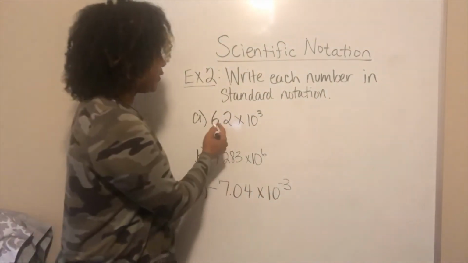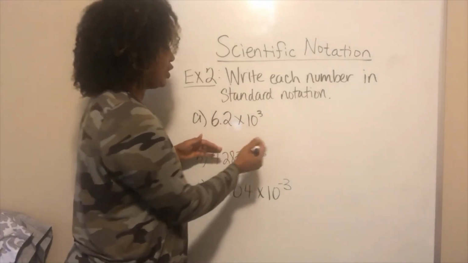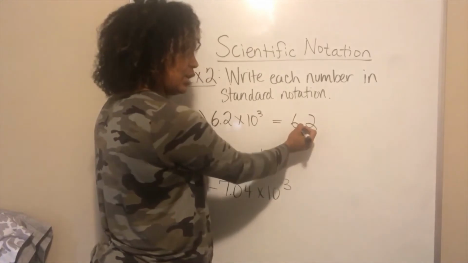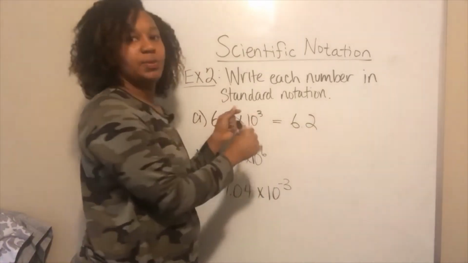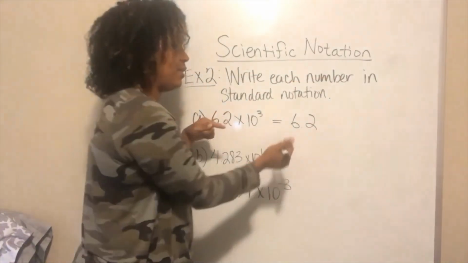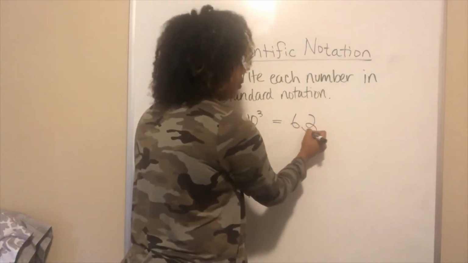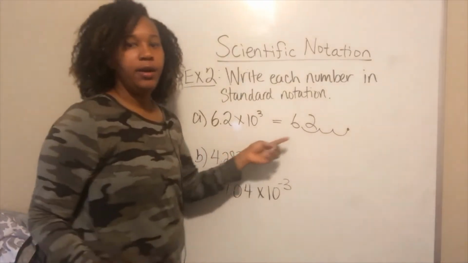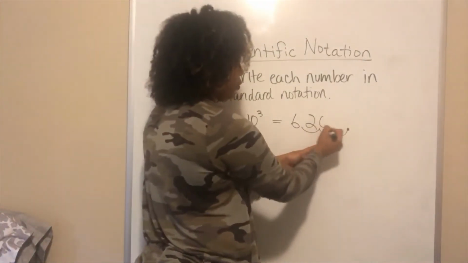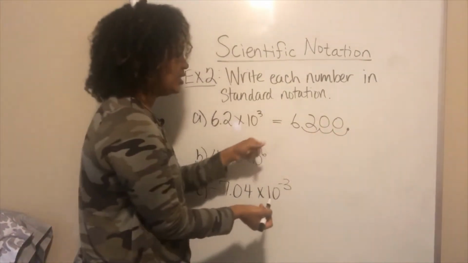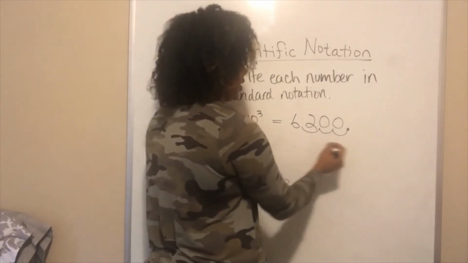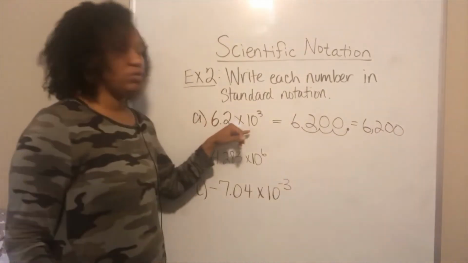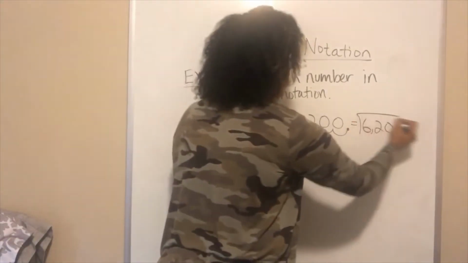So if we start with this first one, 6.2 times 10 to the third. So we'll start with our 6 and our 2. Our decimal is here. Since that exponent is positive, numbers go to the right. That means we want to move this decimal 3 times to the right. 1, 2, 3. So our decimal will now go here. And everywhere I have a loop, that's where a 0 would go. So this is equal to, just in case you can't see that number, 6,200. So that's what 6.2 times 10 to the third is equal to.